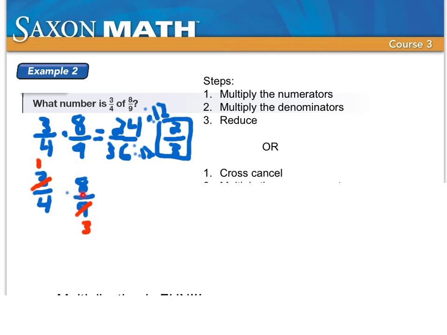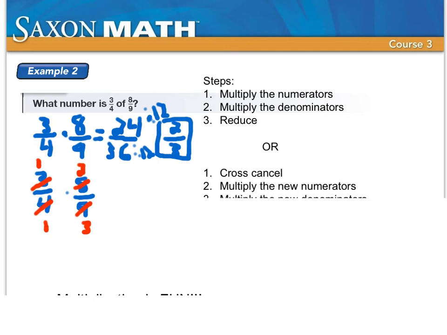Then I'm going to look at this numerator and this denominator and see if anything goes into both of these. Well, 4 goes into both of those, so I'm going to divide this by 4. 4 divided by 4 is 1. And 8 divided by 4 is 2. So that's cross-canceling. To be able to cross-cancel, there has to be a number that goes into both the numerator and the denominator across from it.